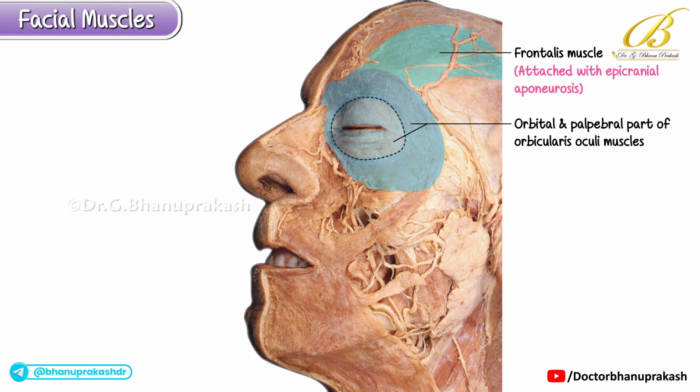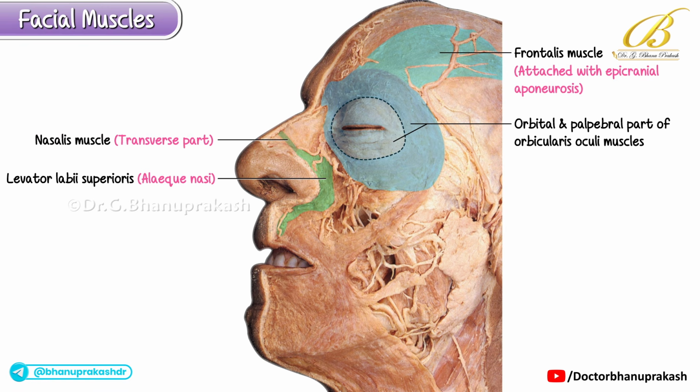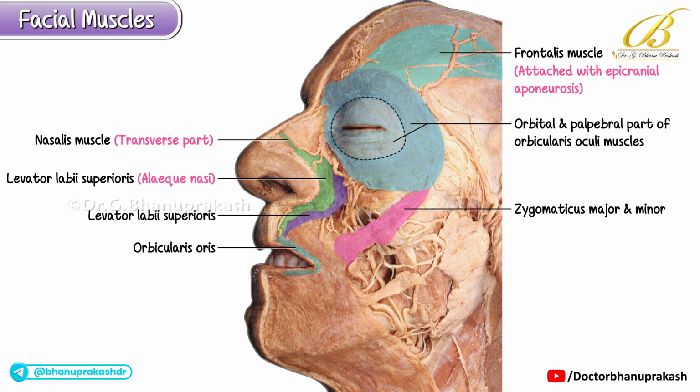Between the lateral part of the nose and the medial aspect of the upper lip lies the small, thin levator labii superioris alaeque nasi muscle. On the lateral part of the nose, the transverse part of the nasalis muscle is visible. The levator labii superioris muscle is also displayed, while the Zygomaticus major and minor are located over the zygomatic region of the face. Surrounding the mouth is the Orbicularis oris muscle.